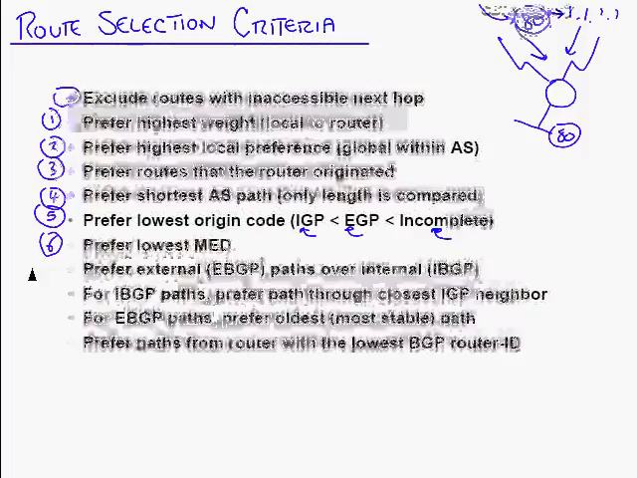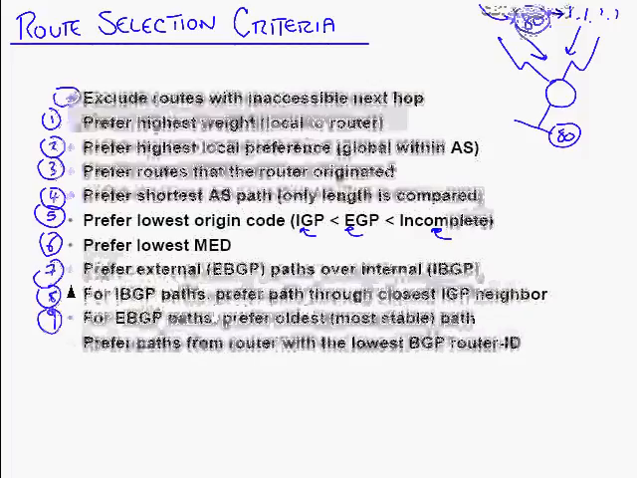If those are equal, it then starts getting almost random at this point. The 7th is it's going to prefer external to internal routes. If those are equal, meaning they're both external or they're both internal, it will then choose the closest IGP neighbor if it's an IGP path. For EGP, it will prefer the oldest, the one you've learned the longest. You see how random we're getting? It's just saying, you know what? Whatever one I've learned first.